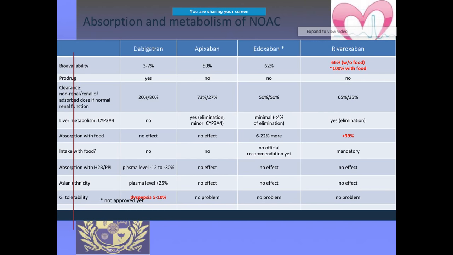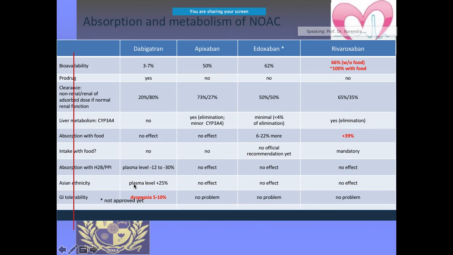And then, this is another very important slide. Very, very important slide. As you may see, dabigatran is available in the form of a prodrug. And in fact, the non-renal clearance is the least over here. And the liver metabolism is very high for rivaroxaban. And as we had said, rivaroxaban, if you take it after food, the absorption tends to increase. However, for dabigatran, the effect is very minimal.